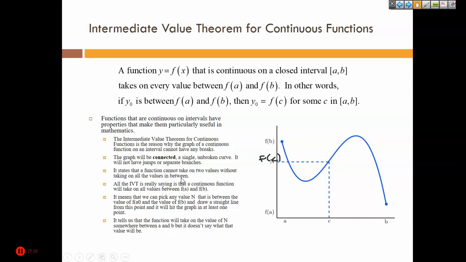So again, the big idea is that it cannot take on two values without taking on all values in between. It will pass the vertical line test, but does not have to pass the horizontal. Horizontal is one-to-one, not function. Vertical is function. You can pick any value in between and it will exist. However, it does not tell me about anything above or below my f of a and f of b. It only guarantees between.